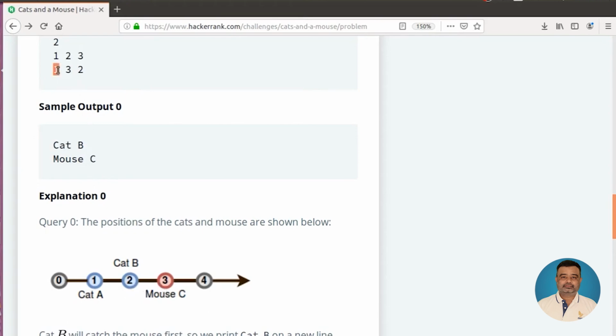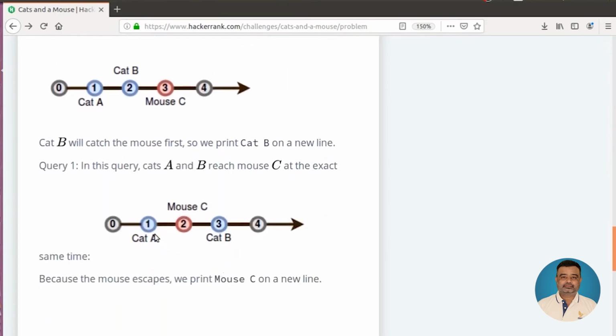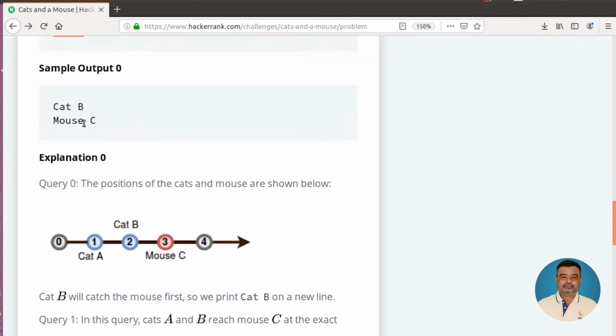But if cat A is at position 1, cat B is at position 3, and the mouse is at position 2, something else is mentioned here. Please do remember, cat A moves towards the mouse in the forward direction, and cat B moves towards the mouse in the backward direction. They both reach the mouse at the same position. Remember, cat B moves in the direction where the mouse is. If the mouse is backward, it will move backward. If the mouse is forward, it will move forward. Since both reach the same position, the mouse will escape. We will try to understand this with a few more examples.